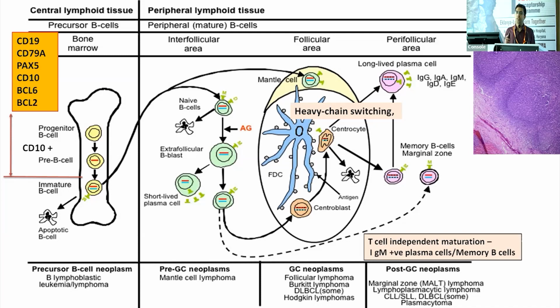So CD10 and BCL6 are the markers of germinal center, and they are also markers of progenitor and immature B cells when the cells are in the bone marrow. Then BCL2, as I said, switches off its expression when the lymphocytes come into the germinal center. So BCL2 will be negative in a normal germinal center, while all the cells outside the germinal center will be positive for BCL2.